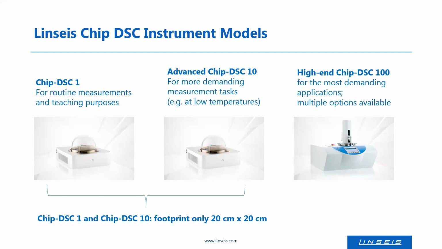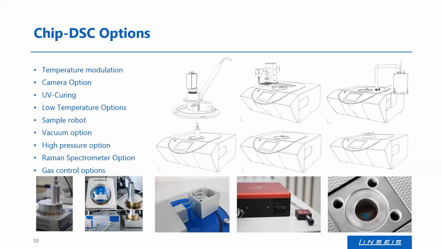The high-end chip DSC 100 is shown here. It can be equipped with many options. They are listed here. Modulated DSC, camera options to visualize your sample during the measurement, UV, you can attach UV lamps like shown here, low temperature options, sample robot, vacuum, a Raman spectrometer. That's also interesting. With the Raman spectrometer, you see amorphous and crystalline parts in your sample. Every 1 second, a Raman spectrum can be recorded. So that's for the high-end DSC.